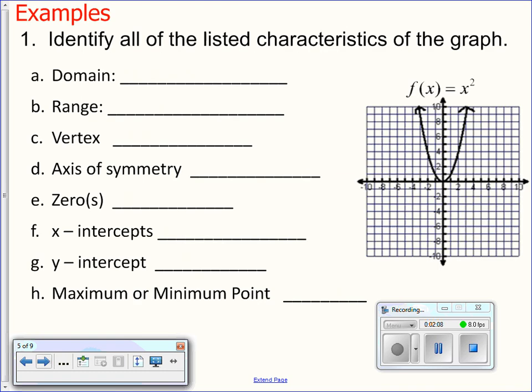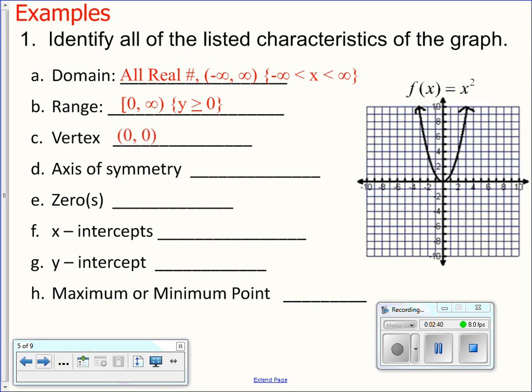So if I have this graph, I want to find the domain, range, vertex, axis, zeros, and so forth. The domain is all real numbers, because if we look at this parabola, it's going upward to infinity. At some point, it will cover all of the x values. The range is from 0 to positive infinity, so when y is greater than or equal to 0. Our vertex is that point where it could fold in half. And then our axis of symmetry is the x value where it folds in half.